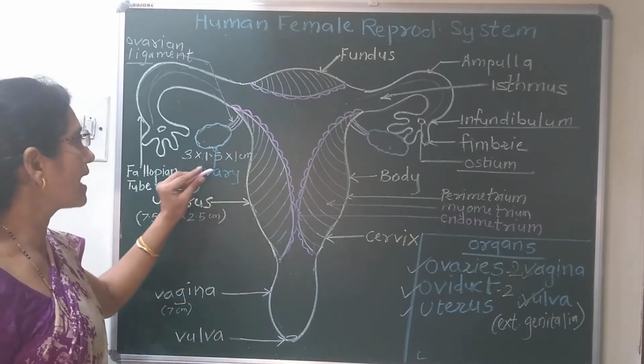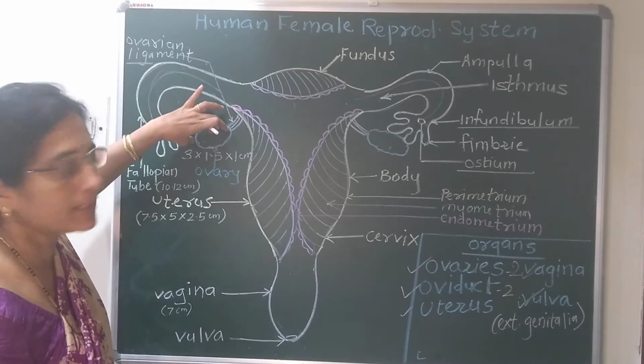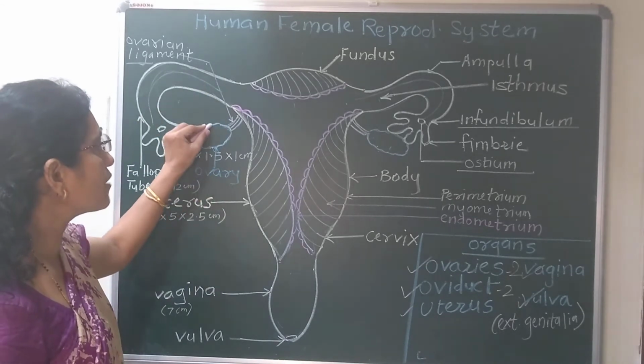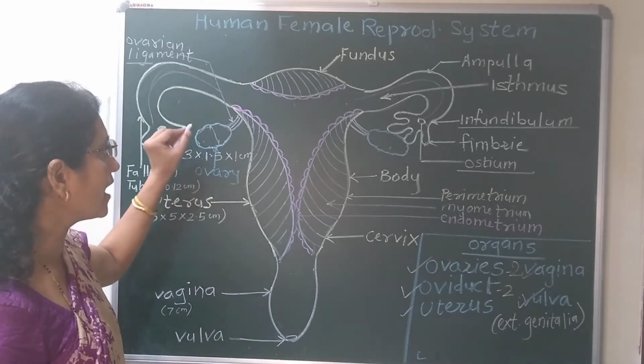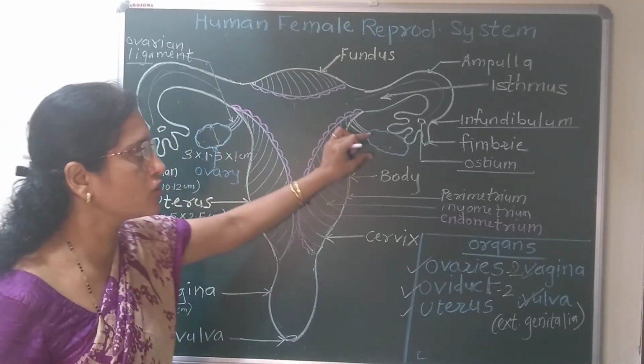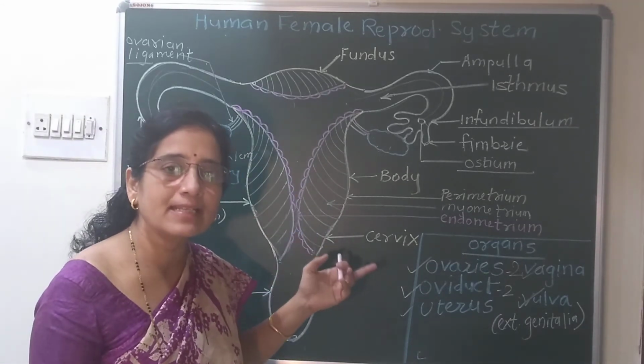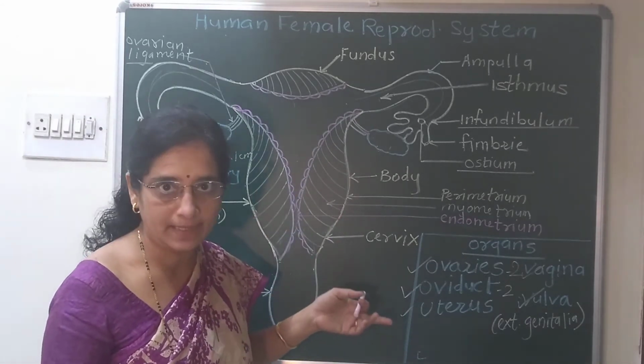These ovaries are 3 cm long, 1.5 cm broad and 1 cm thick. So that is the dimension of the ovary. In the next part, we will study the internal structure of the ovary.